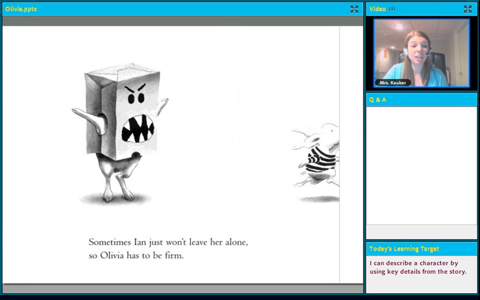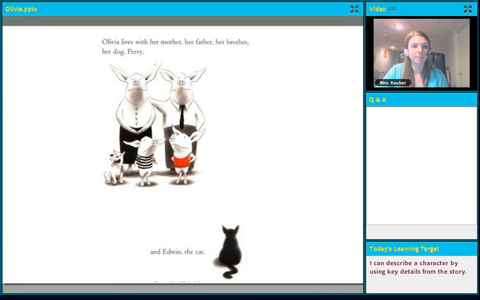Sometimes Ian just won't leave her alone, so Olivia has to be firm. Hold on. Excuse me. Okay. Olivia lives with her mother, her father, her brother, her dog Perry, and Edwin the cat.